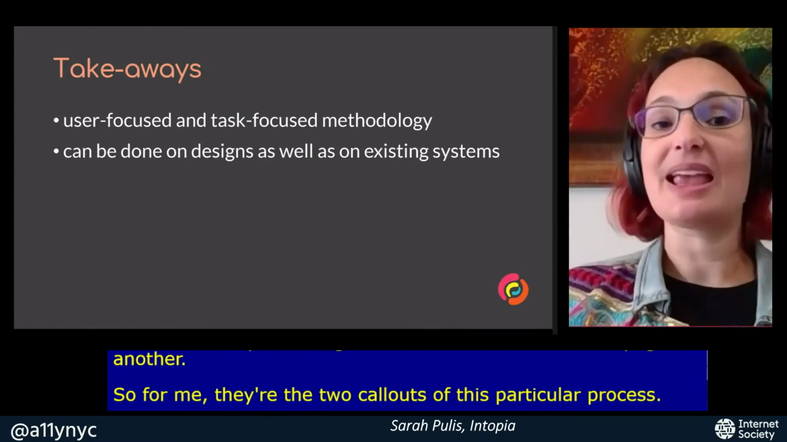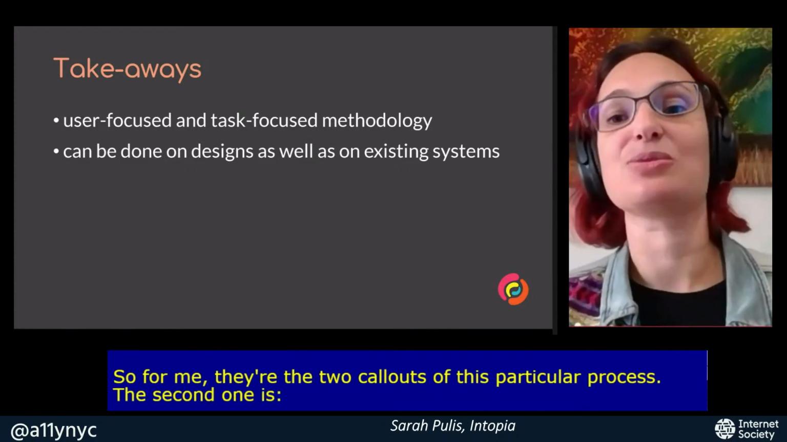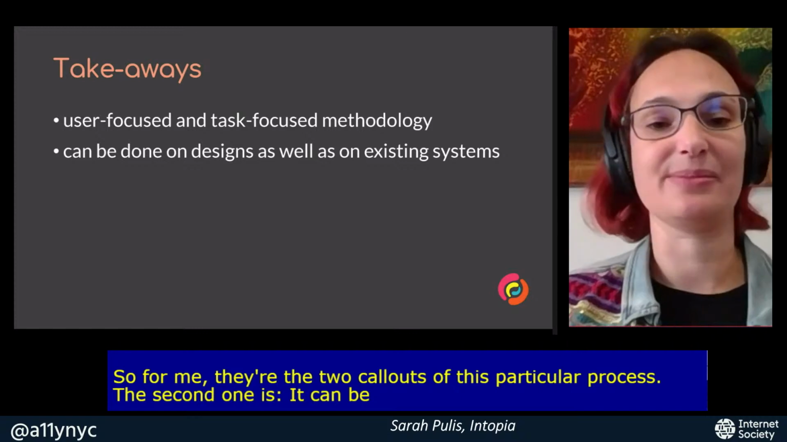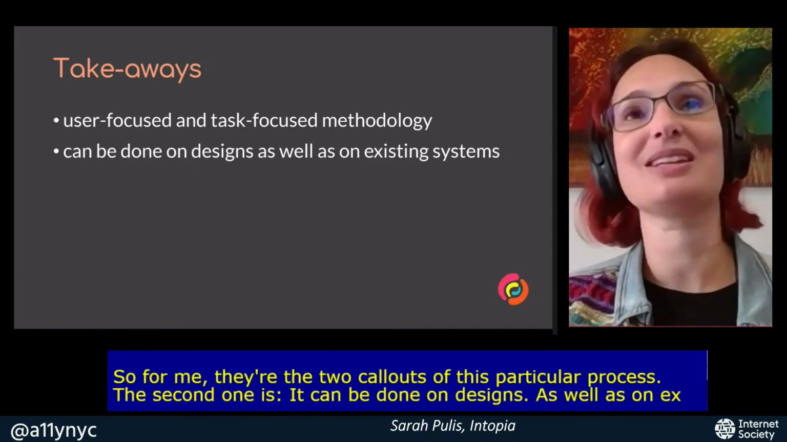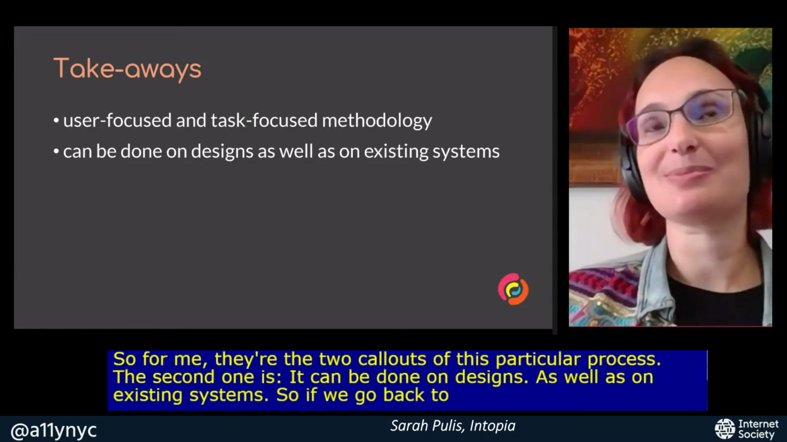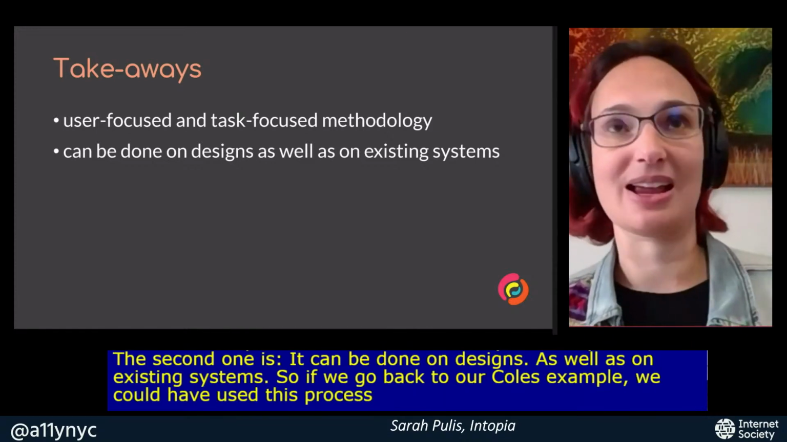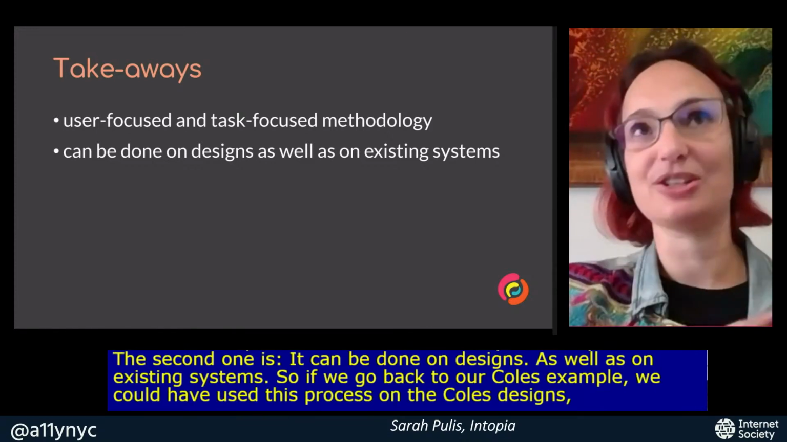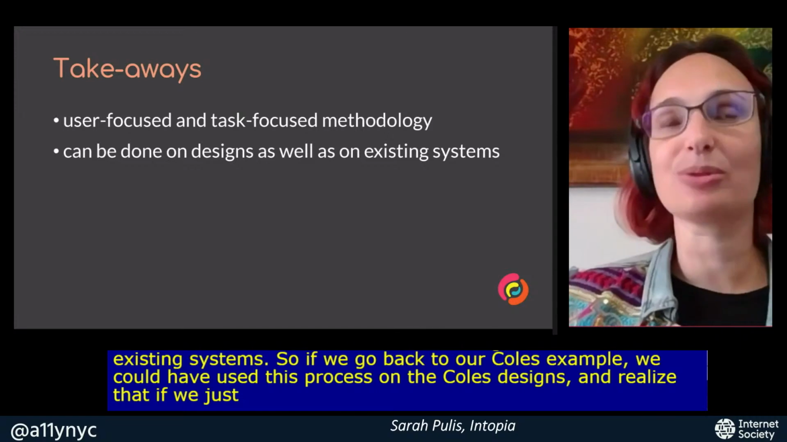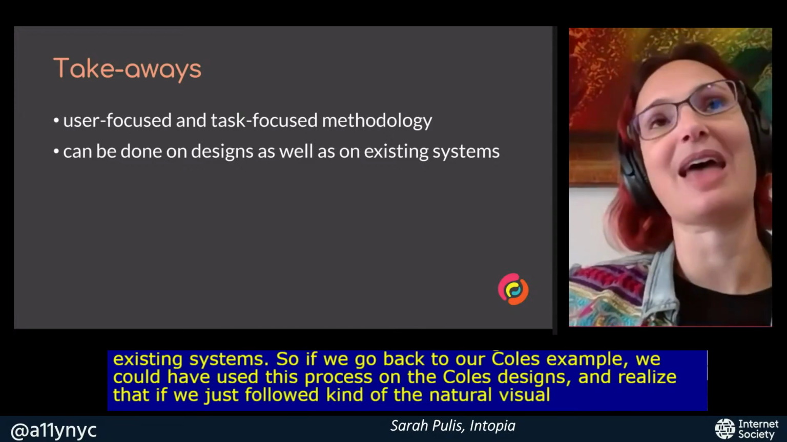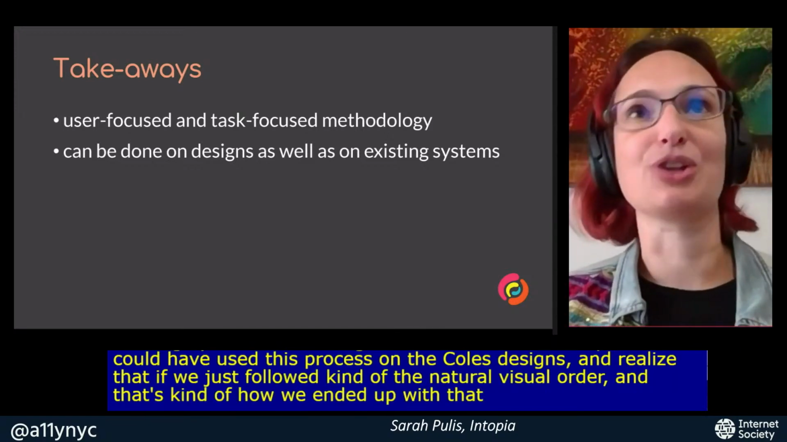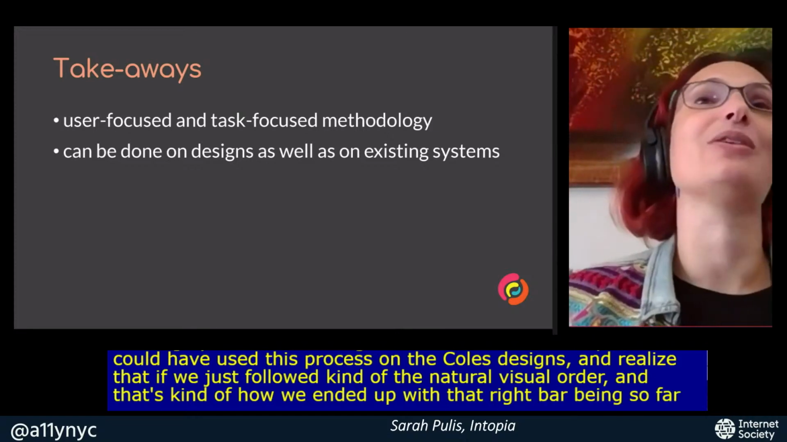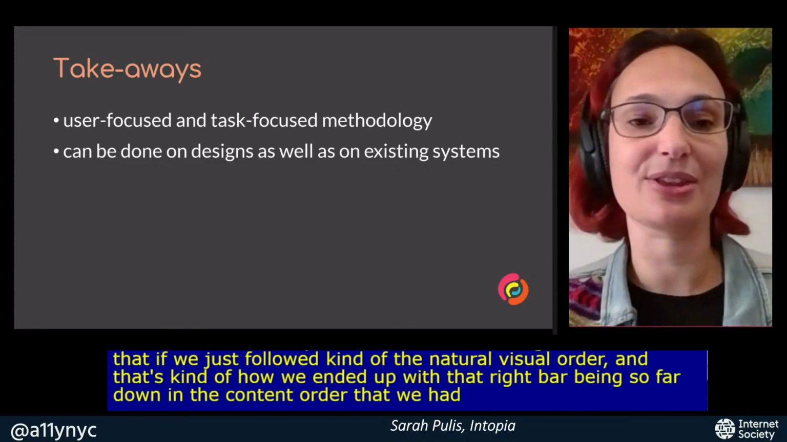The second one is it can be done on designs as well as existing systems. So if we go back to our Coles example, we could have used this process on the Coles designs and realized that if we just followed the natural visual order, that's how we ended up with that right bar being so far down in the content order that we had all those tabs to get through.